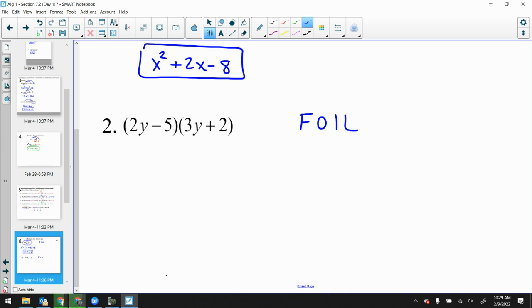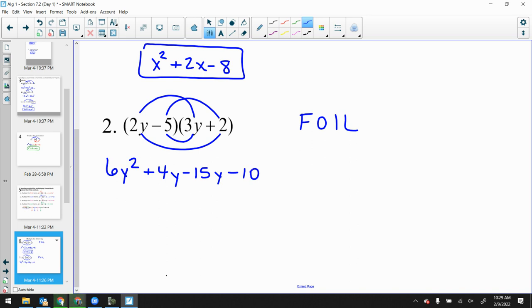F standing for firsts. 2y times 3y, 6y squared. O for outer. 2y times 2, 4y. Inner. Negative 5 times 3y, minus 15y. Lasts. Negative 5, positive 2.